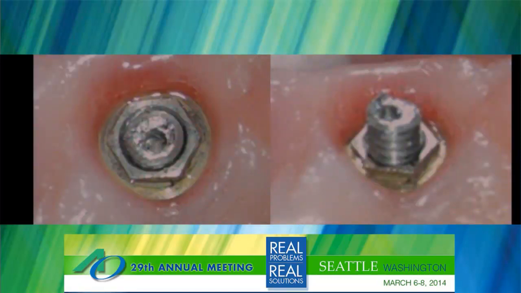Now, this happened to be an old case, I think a 3.3 external hex IMZ implant that had been in for over 20 years in the number 8 position, and he had a different implant in the 9 position. The 2 crowns were splinted. He was very happy with the restorative work, but one of the screws had come loose, and the other one had fractured.